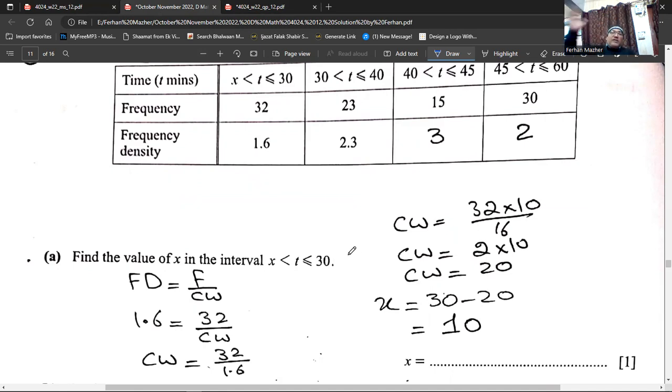Okay. So the upper boundary is 30. So from 30 subtract the 20, you will get 10. So the x value is 10. The value of x is 10.